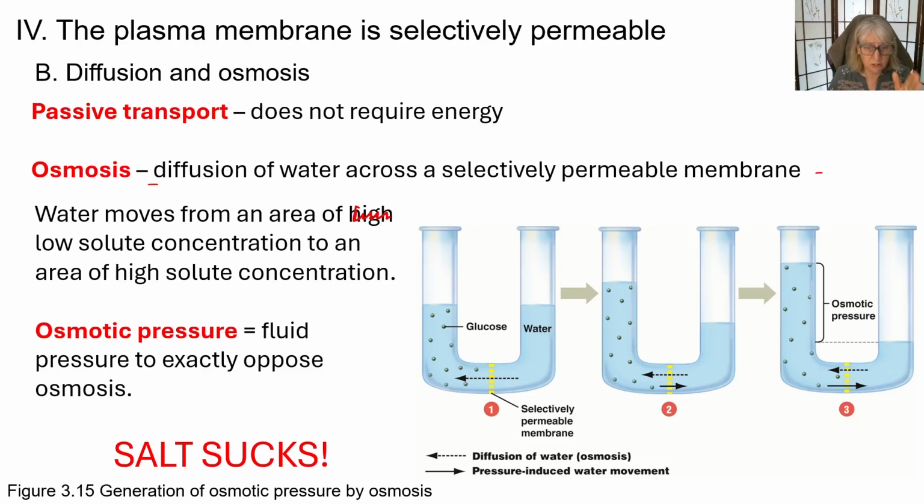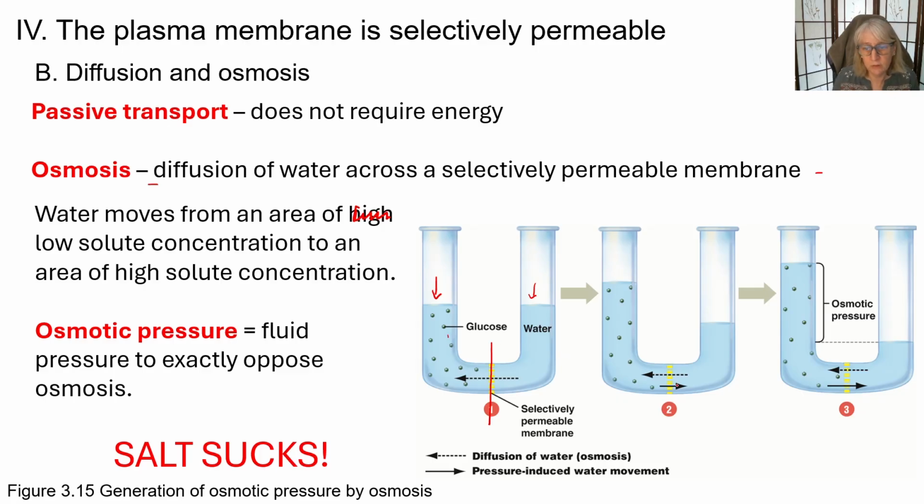If you have salt or sugar or something dissolved in the water on one side of a membrane and nothing dissolved on the other, so here's some sugar dissolved on this side, here is a membrane that is semi-permeable, and here is just straight up water.